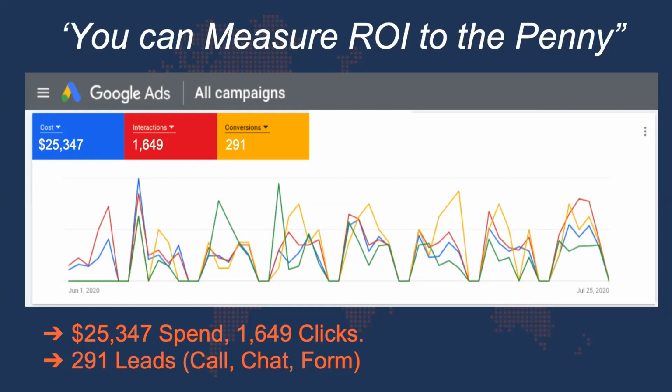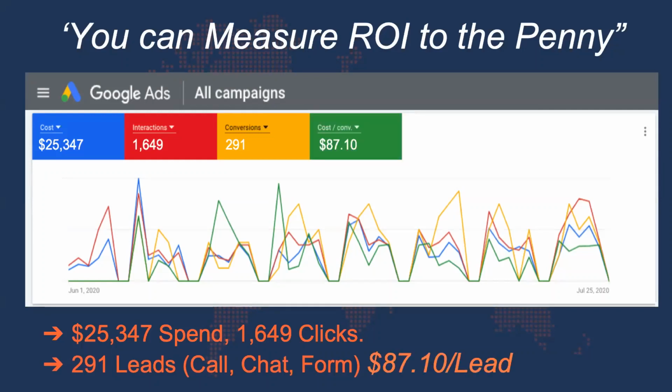And a conversion is a lead. It's a call, it's a chat, or it's a form fill. So again, we know precisely if it's working and how it's working, and we know the cost per conversion. The cost per lead is exactly $87.10 a lead. So does it work? We know precisely if it's working. We know precisely how many clicks we get, how many calls we get, how many chats, and how many forms.